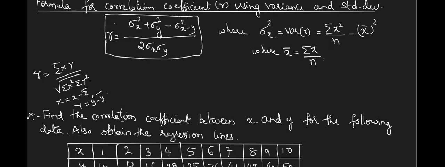We have some problems where we have to calculate the correlation coefficient as well as obtain regression lines. Already we have a formula for R, where we calculate the correlation coefficient: R equals summation XY upon square root of summation X square into summation Y square, where capital X is x minus x bar, capital Y is y minus y bar.